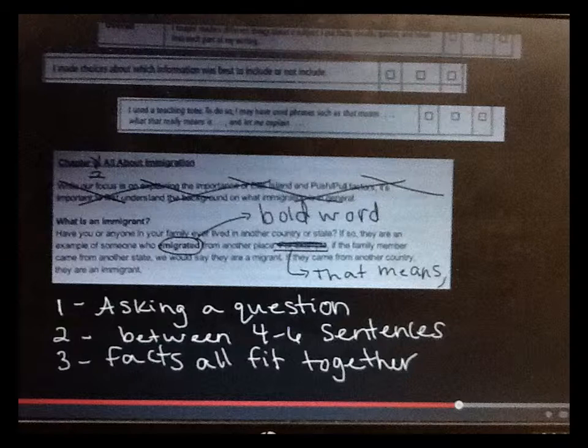You had a level 3 example of this and a level 4. If you are not done with this yet, you will continue to ask a question to start a paragraph, have between 4 and 6 sentences, and make sure all of your facts fit together. We also went over a level 4 example. We know level 4, you had some bold words, you had your sources, you had multiple paragraphs, and we talked about how every paragraph needs to have between 4 to 6 sentences.